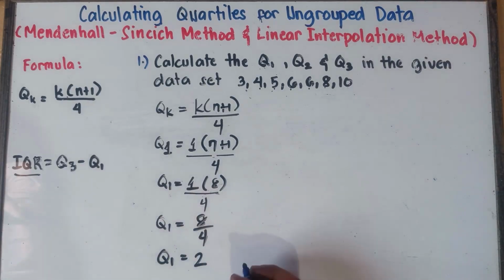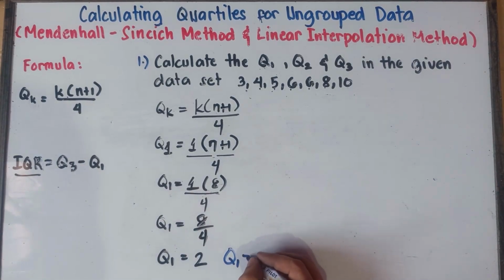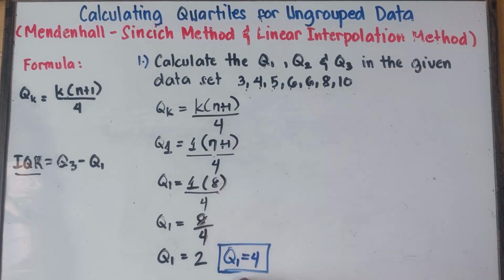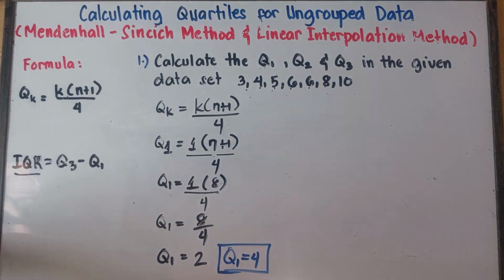Once again, class, be careful with this one. Quartile 1 is equal to 4. 2 right here is not yet the quartile. This is just the position. Therefore, quartile 1 would be equal to 4. Second position is 4. Once again, if there is no decimal, very easy, simply take the position. Second position, that would be 4. So therefore, quartile 1 is 4.